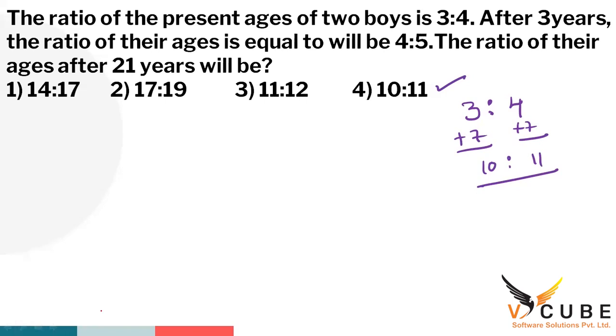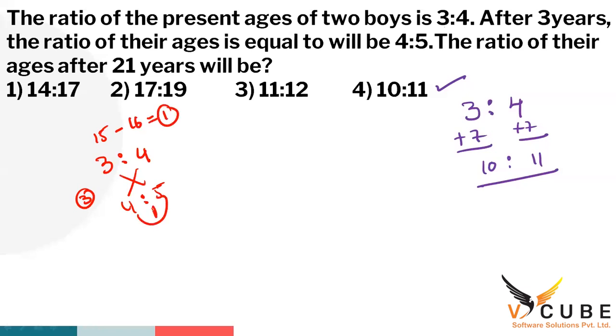Right. So if you go with the basic method or the shortcut method, we'll get the answer, no issue. I'm going to use the shortcut method here. The given information: A to B, for example, two boys' ratio is 3:4. After 3 years the ratio is how much? 4:5. So I use cross multiplication: 5 3s are 15, 4 4s are 16. Difference is how much? 1.